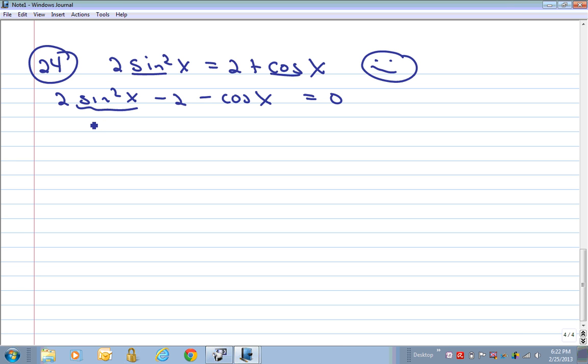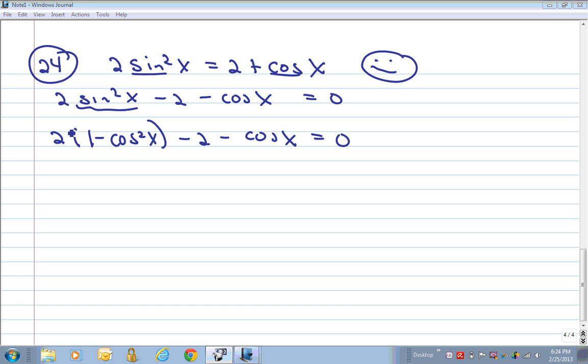Please look at your identity sheet right now at your Pythagorean identities. Please realize that sine squared x is the same as 1 minus cosine squared x, and that would give us a cosine. So I have 2 times 1 minus cosine squared x. That's a really important step right there that you understand. I still have the minus 2, I still have the minus cosine x, and it's still equal to 0. Okay, so we have now the same trig function.